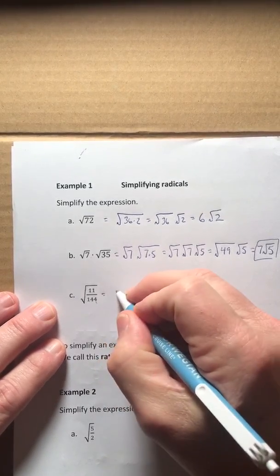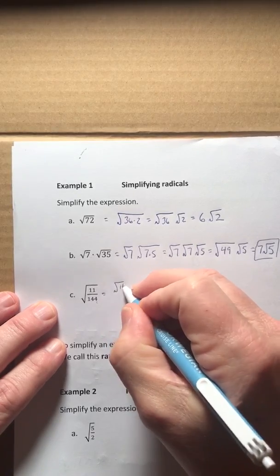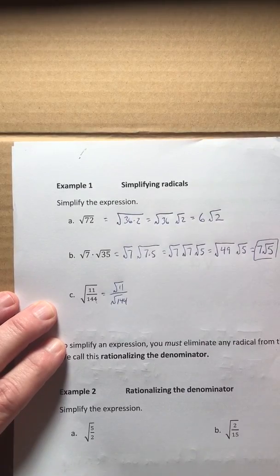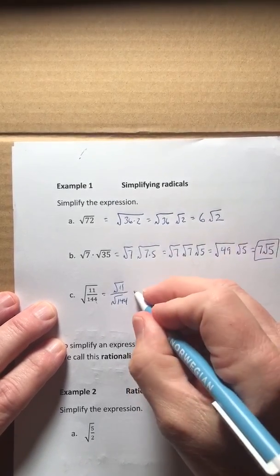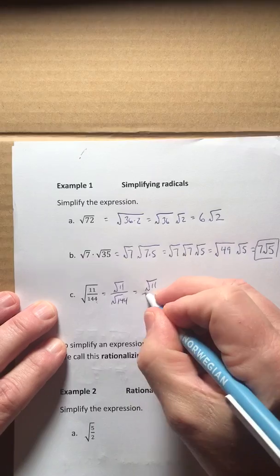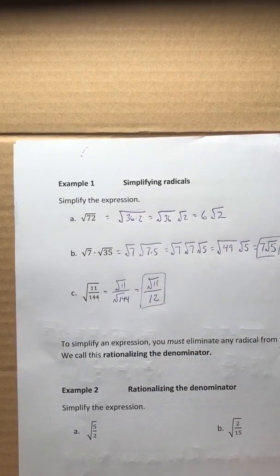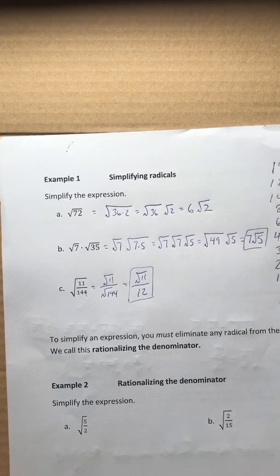If you have a perfect square in the denominator, then just work with that. All right, so what we're going to do is break this up, make it root 11 over root 144, and we can see root 144 is one of our perfect squares. All right, so I got root 11 over 12, and that would be my answer. All right, so that was example 1.